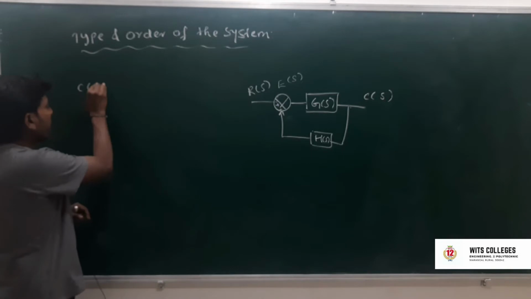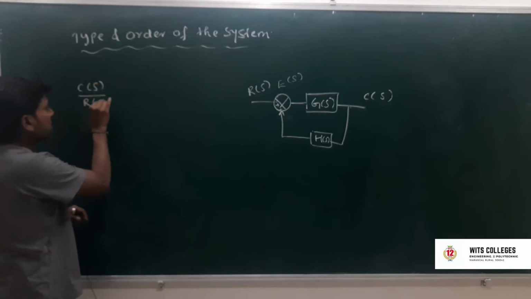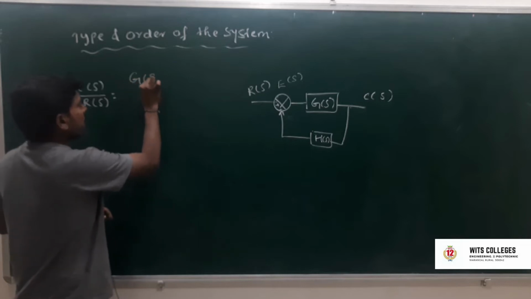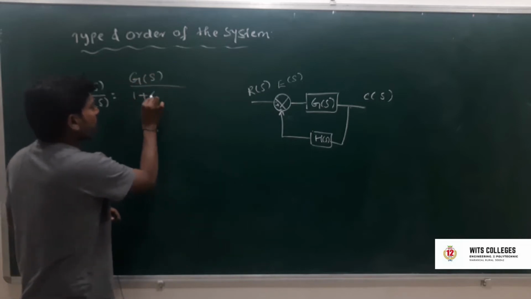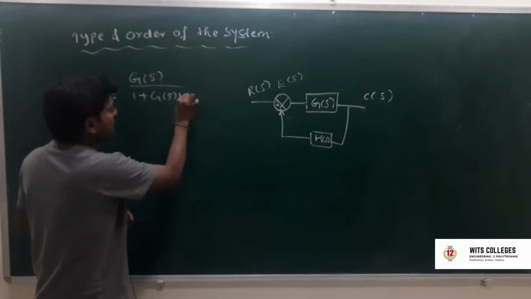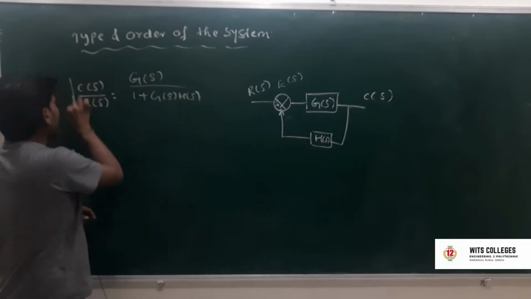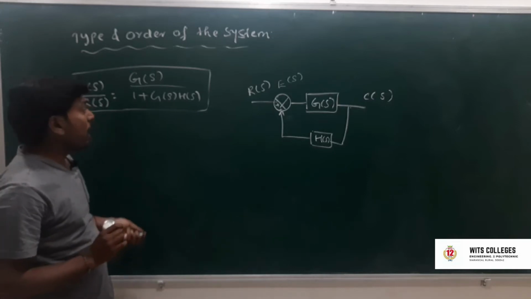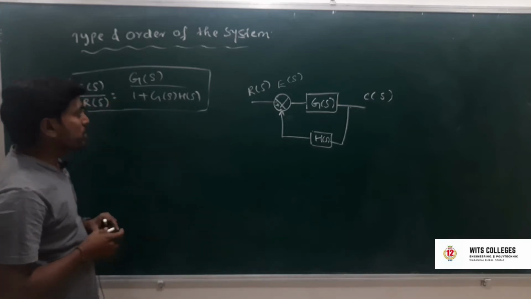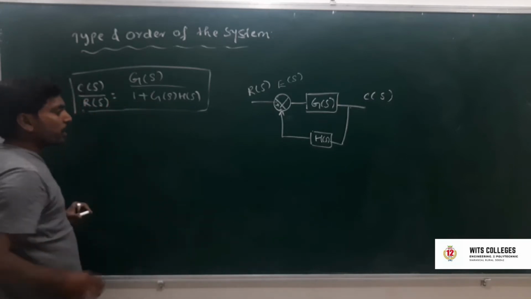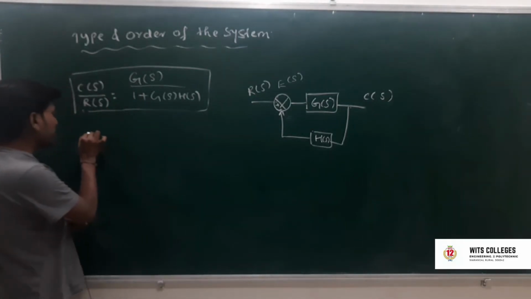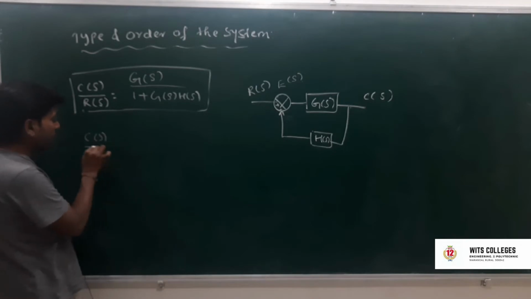C of s by R of s is equal to G of s by 1 plus G of s into H of s. This is the transfer function for the closed loop system. Using this, today we discuss what is meant by type and what is meant by order.